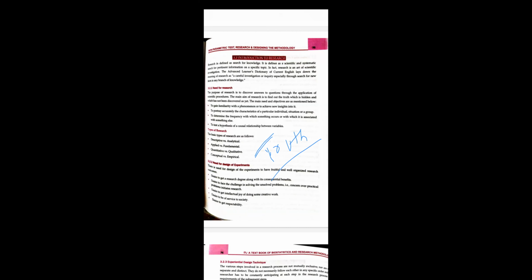Find out data which has not yet been discovered. The main purpose of the research is to find out the truth which is hidden from the data.